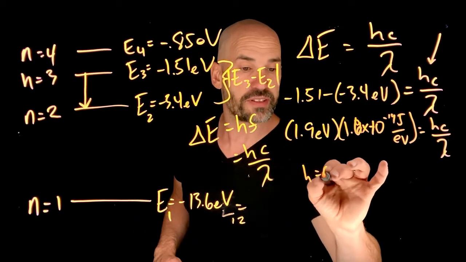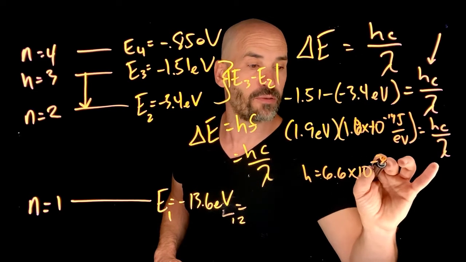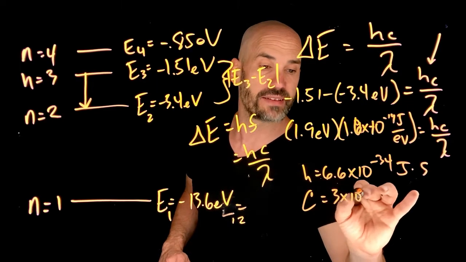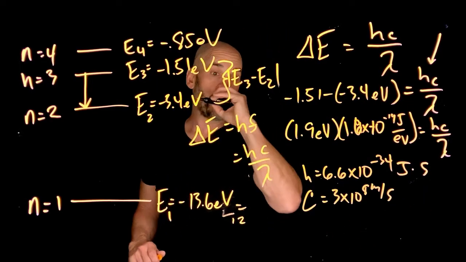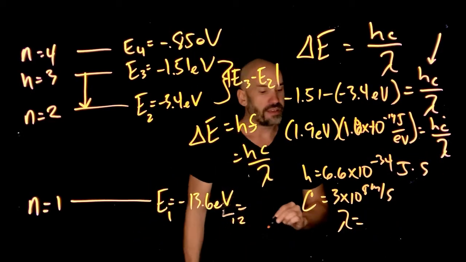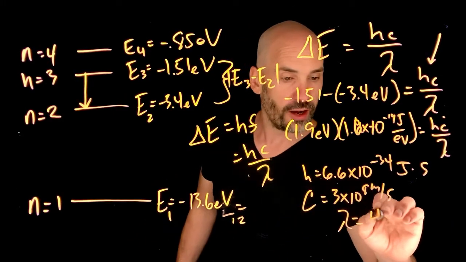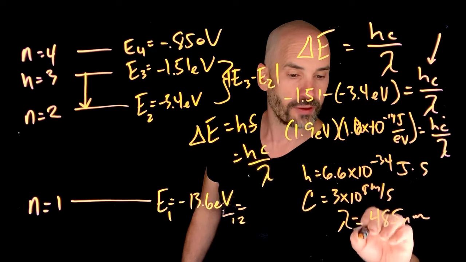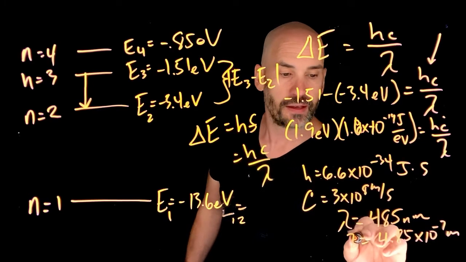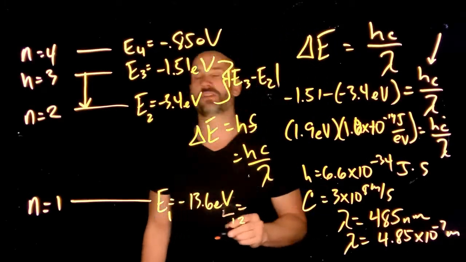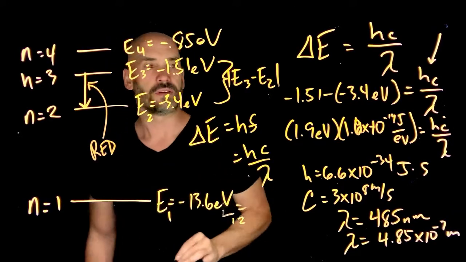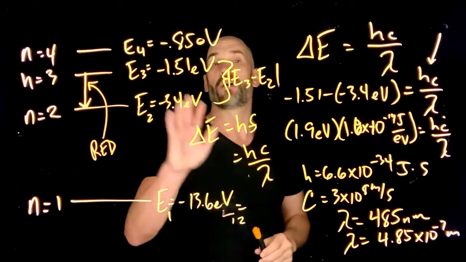Remember that h is equal to 6.6 times 10 to the minus 34 joule seconds. c is equal to the speed of light, 3 times 10 to the 8 meters per second. And if I put this in here and solve for lambda, which I encourage you to do with me, I get a value of 485 nanometers, right? Or 4.85 times 10 to the minus 7 meters. And if you look that up, you will find, sure enough, that that value is in the red part of the spectrum, okay?